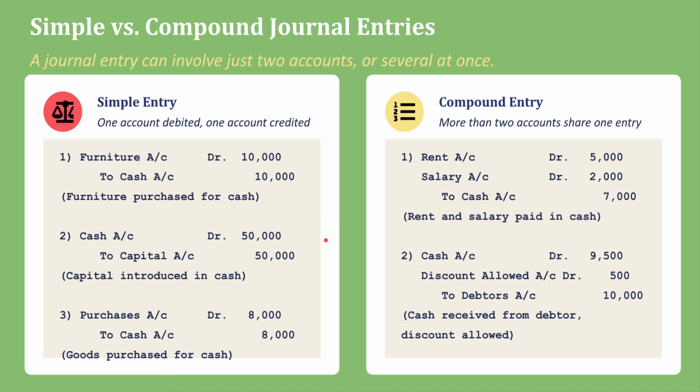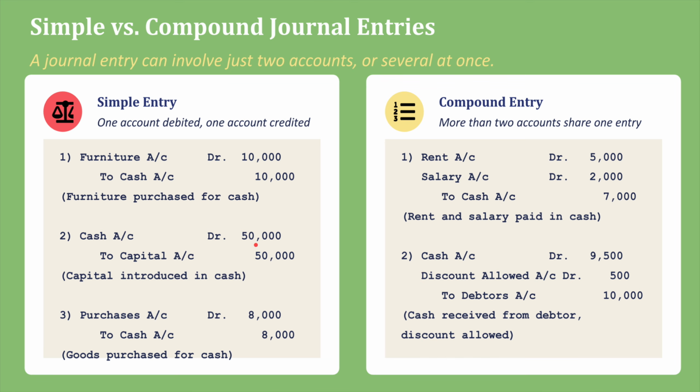Now a few more examples we will see. The first one we have seen here. So all these entries which have only two account headings are called simple entries. Okay, this one more example, capital introduced in cash.